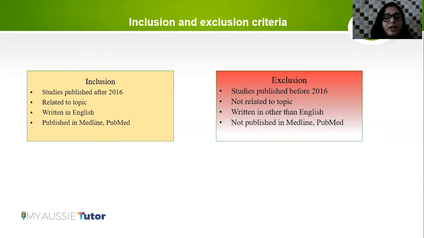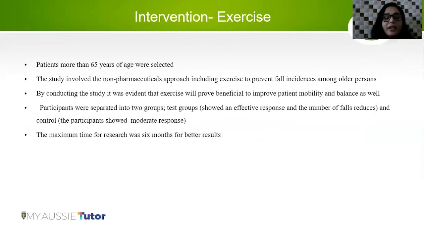These inclusion and exclusion criteria must be followed by the researcher in order to gain access to credible and reliable literature and to gain information that can increase the credibility of the current study, which is based on exercise for reducing the falls among older persons. So the next slide will discuss how exactly this exercise can be used as an intervention.